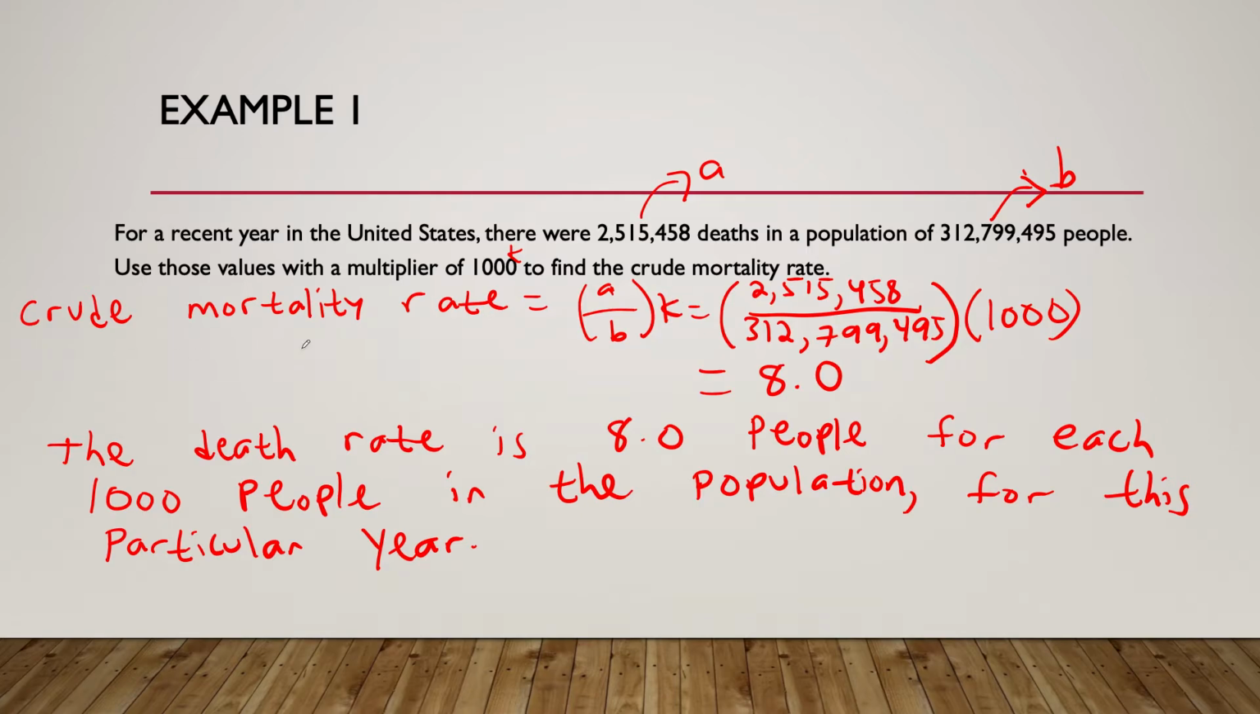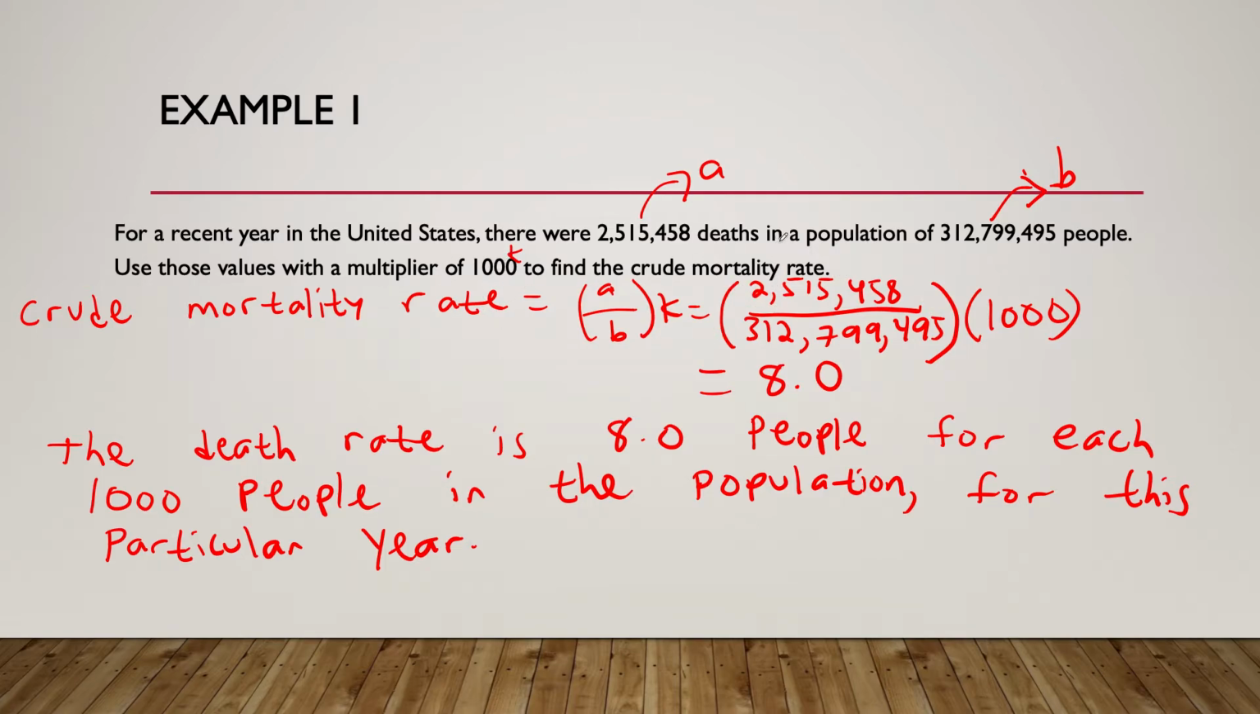So for this crude mortality rate, there'll be A divided by B times K. A will be the number of deaths, so 2,515,458. B is the population of people, so 312,799,495. And K is 1,000, which is that multiplier.